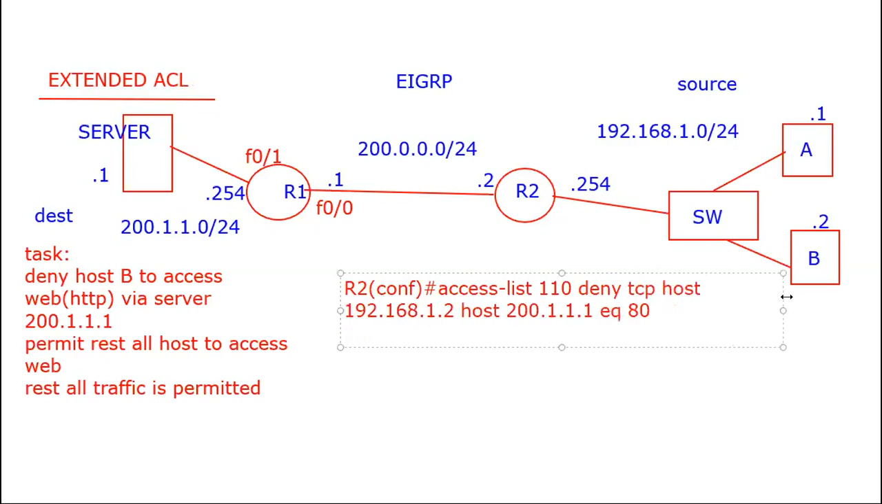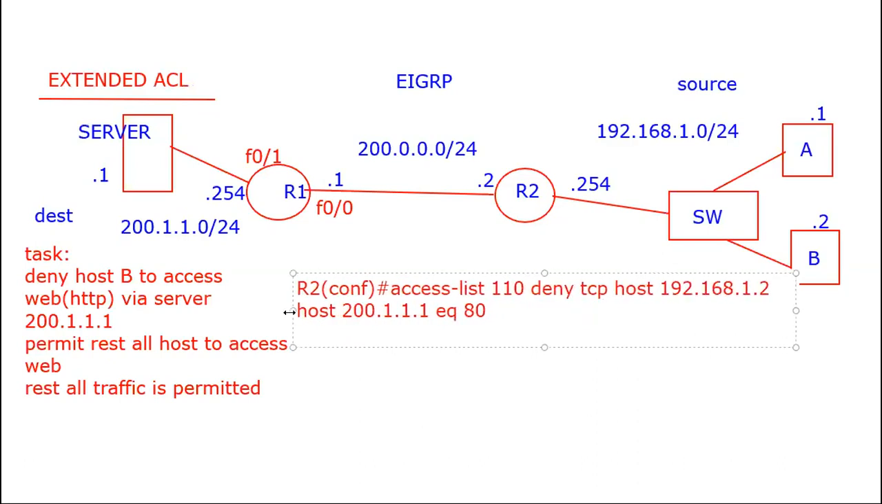This is the syntax of the command. Access list number, deny TCP or UDP, then the source host, and then the destination host, host IP, equal to, and port number. Similar way, we will do the next statement.